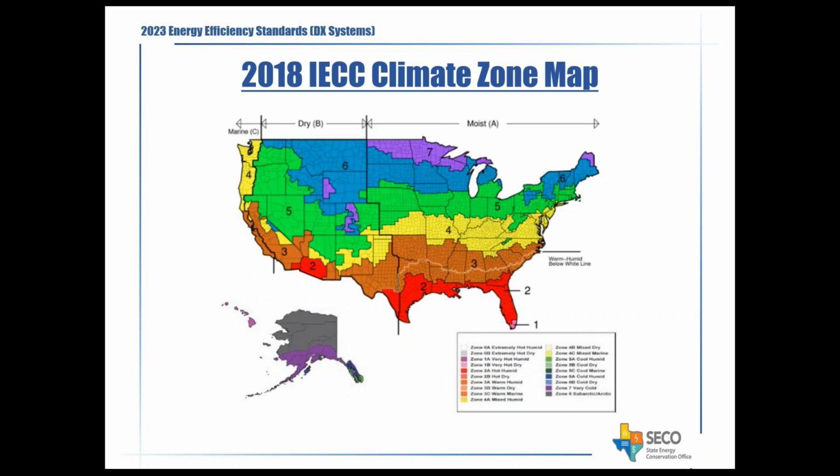Those are all done by the county, okay? And there was a little distinction here that anything below this line used to be called warm and humid, below the white line here, okay? I'll explain that a little bit later too.